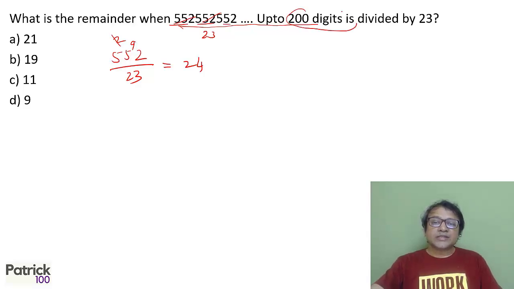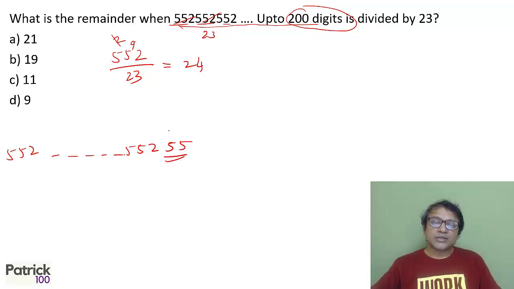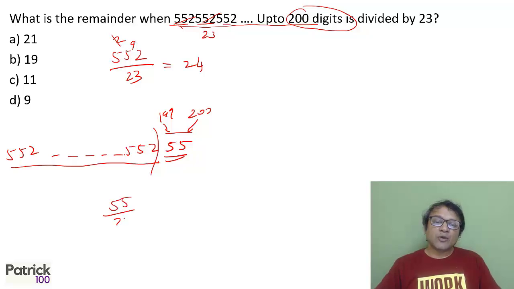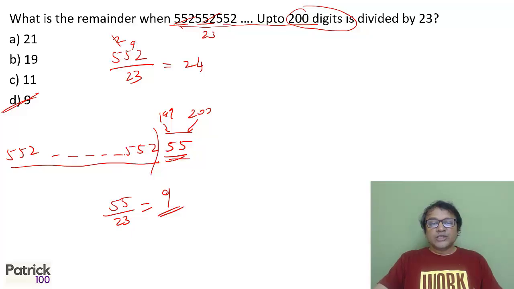The number has a total of 200 digits. 552 is 3 digits, so it will go up to 198 digits, a multiple of 3. So the last 2 digits will be 5 and 5, the 199th and 200th digits. Up to here it will divide. You're left with the last 55.